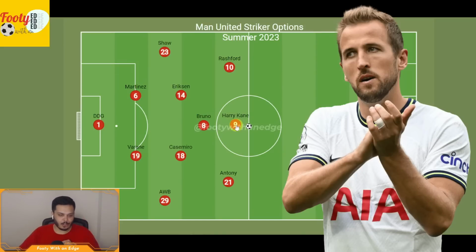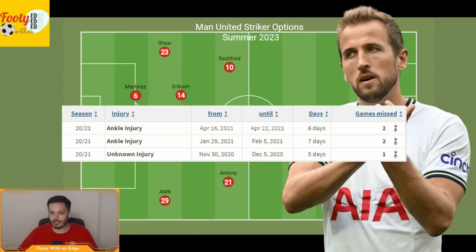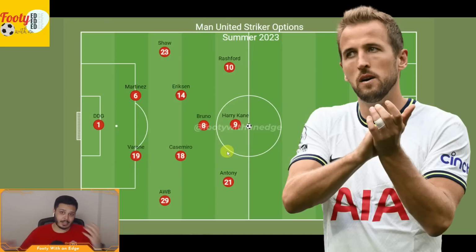Next, let's look at his injury history. Kane's actually been pretty good with injuries, because he hasn't missed a single game, believe it or not, since April 2021, which is almost 2 years ago. Now, this is definitely a good sign, but I do have some concerns here.